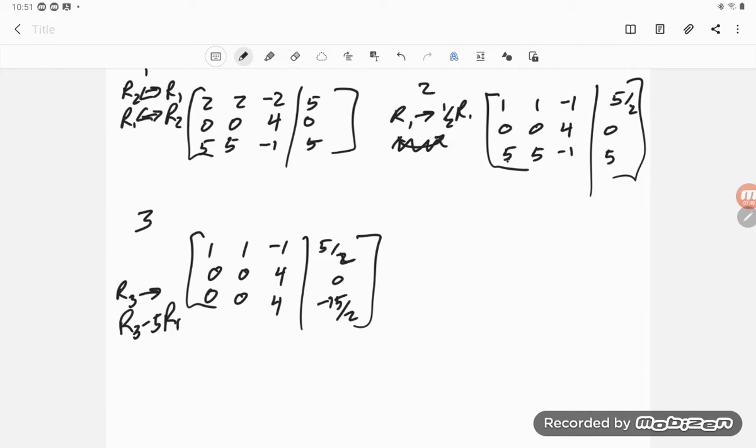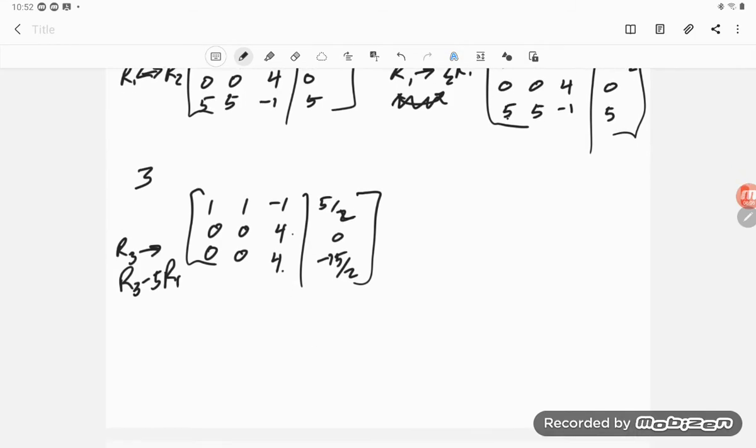And so that's after step 3. Now, at this point, actually, I can see that my system has no solution, because I have that here, this 4x3 equals 0 implies x3 has to be 0, but here 4x3 equals -15/2 implies it's not 0, so that's a problem. However, we can still keep going in our reduced row echelon form.